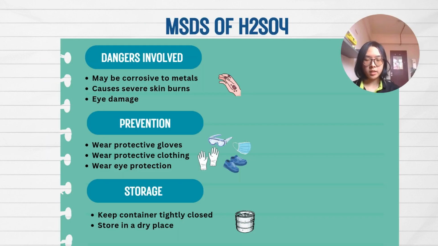Next is the MSDS of sulfuric acid. Sulfuric acid has the danger that it is corrosive to metals, and causes severe skin burns and eye damage. We can wear protective gloves, protective clothing, and eye protection as prevention when handling sulfuric acid. Lastly, sulfuric acid has to be kept in a tightly closed and dry container.